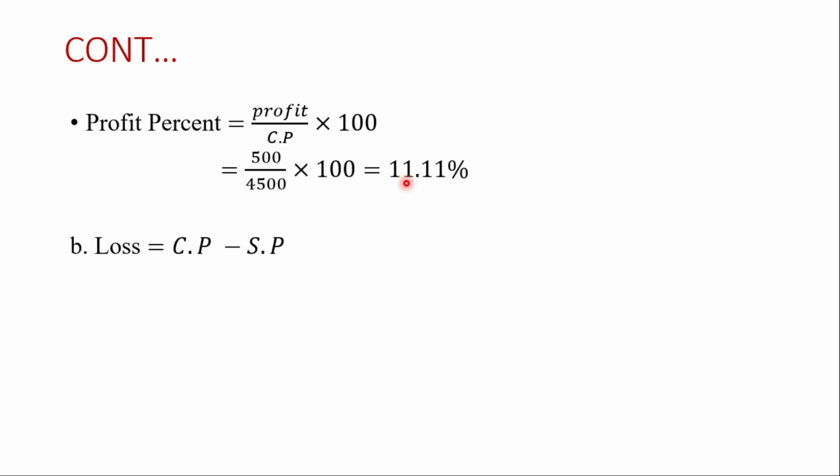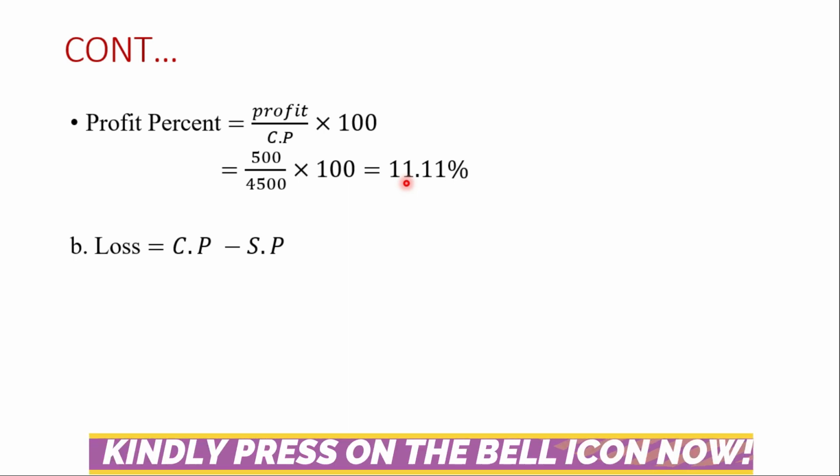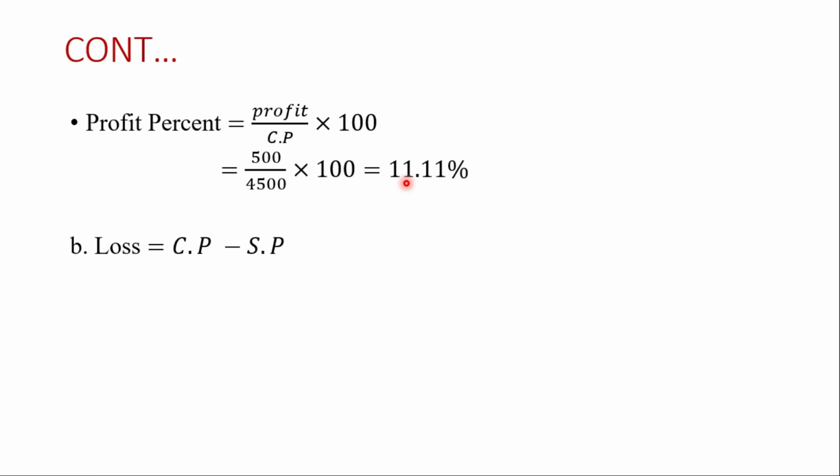Now the loss we have gotten in the next question, that's B, is cost price minus selling price, which means that the selling price is less than the cost price. That's why we have to take the cost price minus the selling price, so we'll get a positive answer. Because if you take the selling price minus the cost price, you're going to get a negative answer, which is still referred to as what? A loss. Okay.